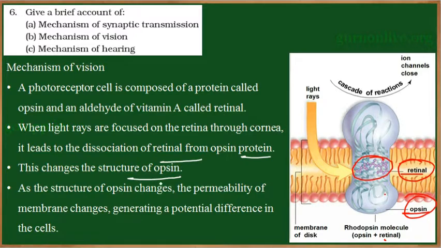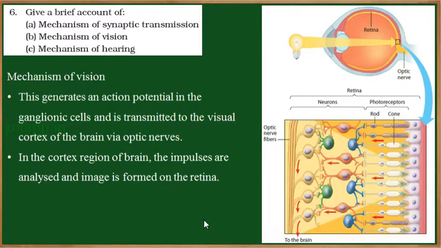When it gets altered, the permeability of the membrane of opsin changes, and this creates a potential difference in the cell. The ion difference is generated, and this leads to the formation of action potential. So we've learnt about how the nerve impulse is formed. A change in the potential difference causes action potential.